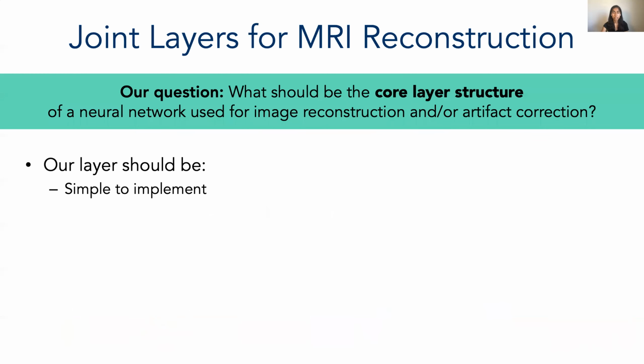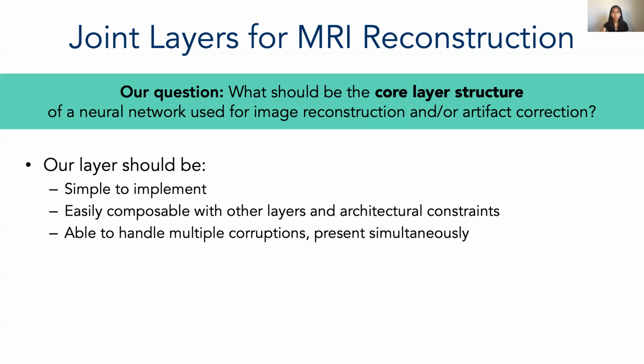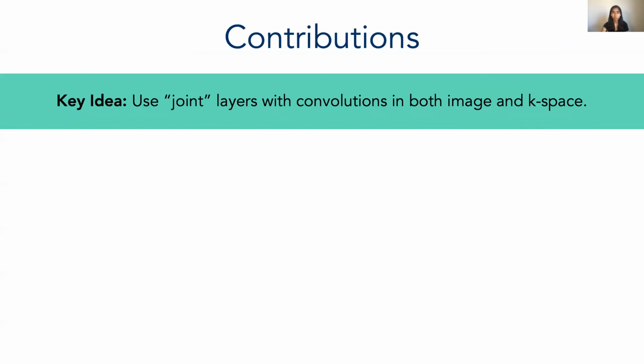We want this layer to be easy to implement. We want it to be easily composable with other task-specific layers and architectural constraints. So for example, for the undersampled reconstruction problem, many previous works have shown that having a data consistency layer is helpful, and we want to be able to easily incorporate that kind of constraint into our architectures. We also want our layer to handle several different types of corruptions so that if multiple corruptions are present simultaneously, networks comprised of these layers will still perform well.